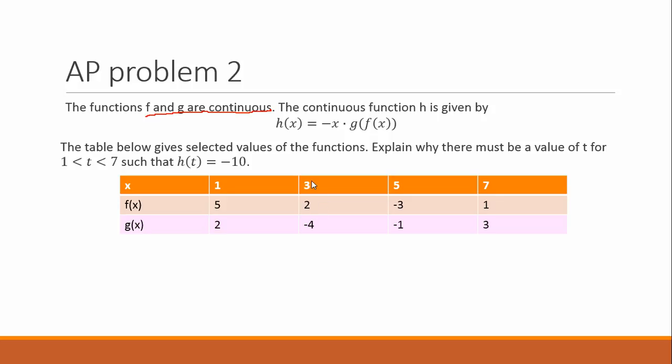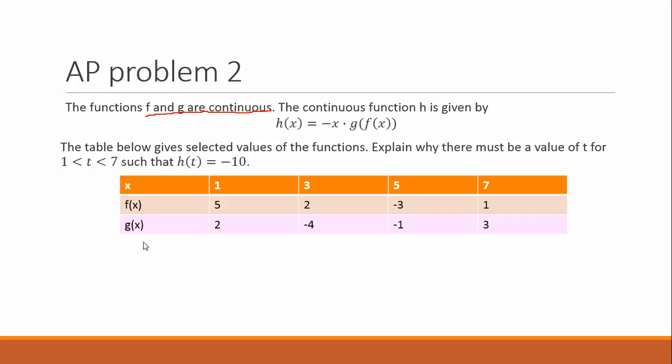You're mostly just going to be plugging values in. The table below gives selected values of the functions. Explain why there must be a value of t between 1 and 7 such that h of t is equal to negative 10. Alright, so let's have a look here.